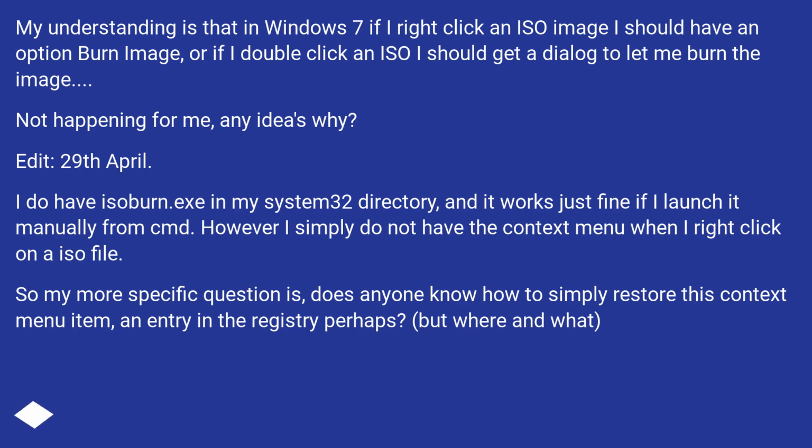Edit, 29th April. I do have isoburn.exe in my system32 directory, and it works just fine if I launch it manually from CMD. However, I simply do not have the context menu when I right-click on an ISO file. So my more specific question is, does anyone know how to simply restore this context menu item? An entry in the registry perhaps? But where and what?